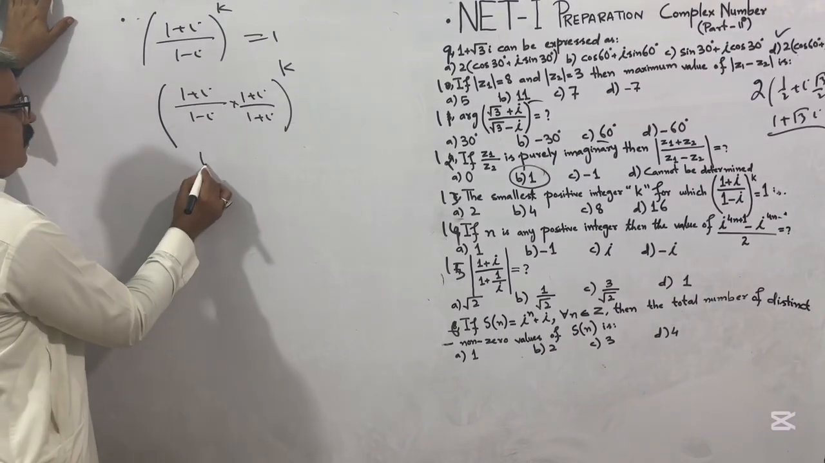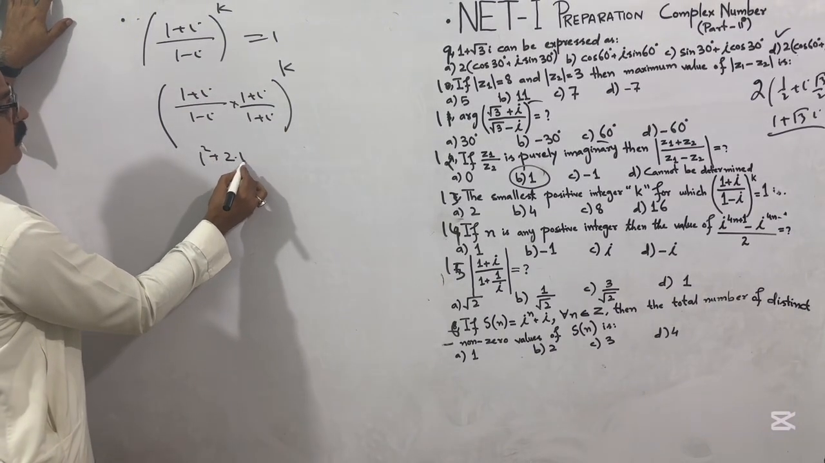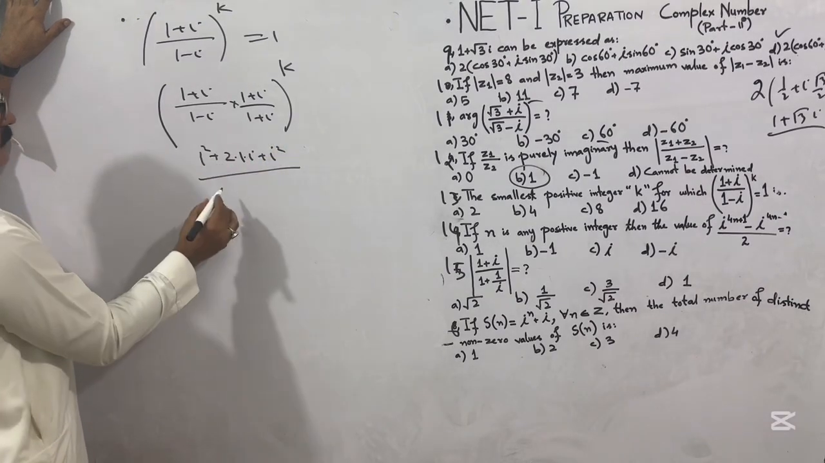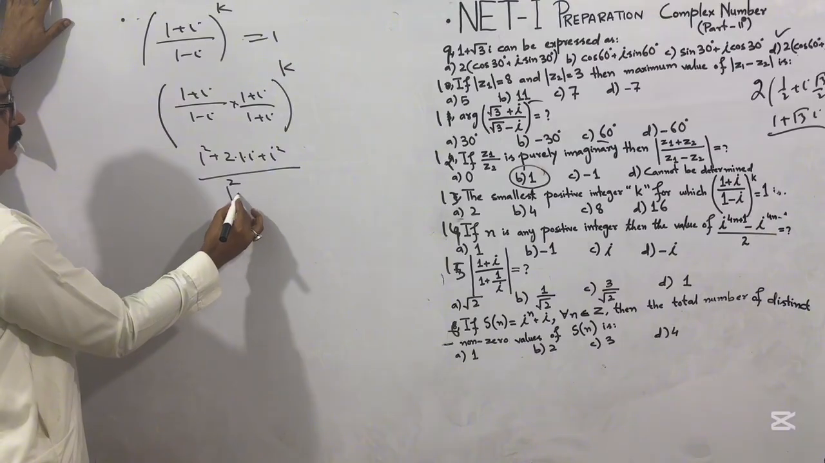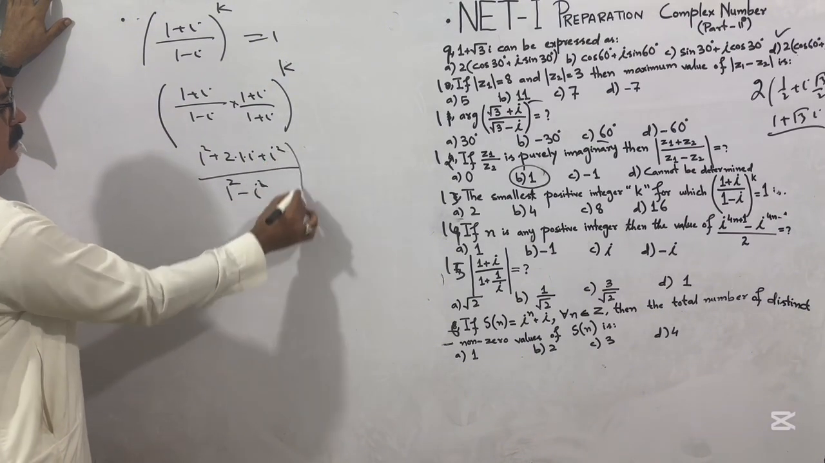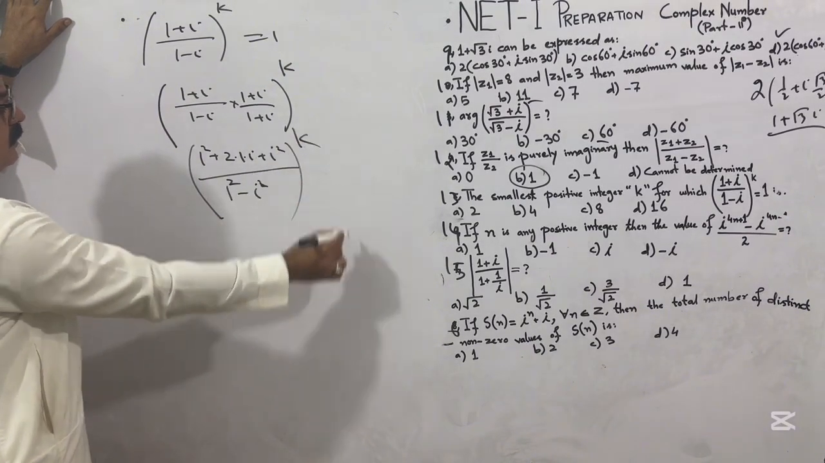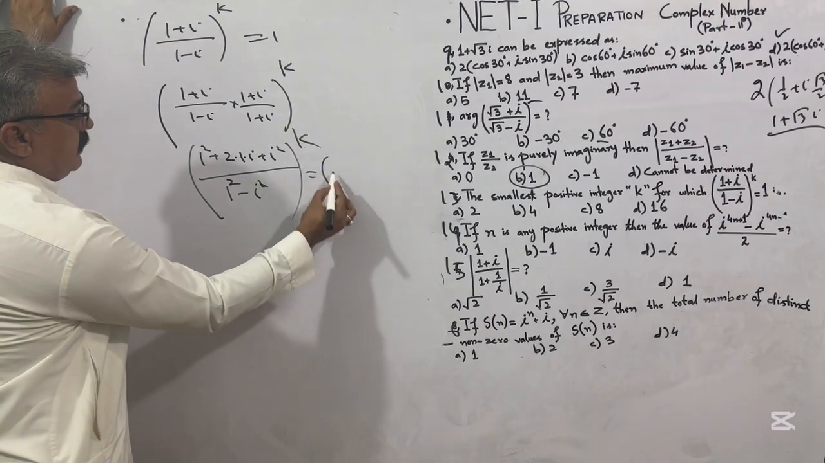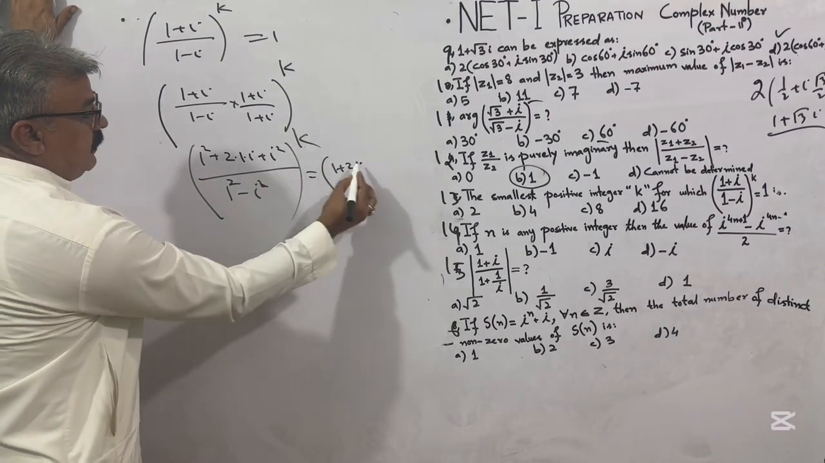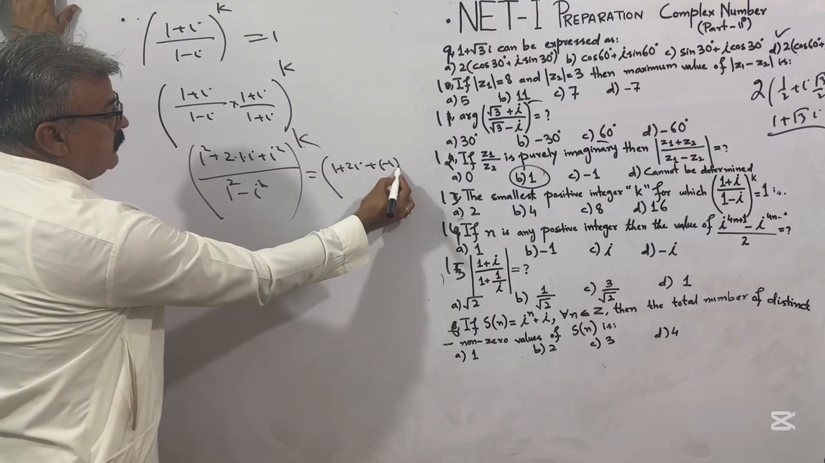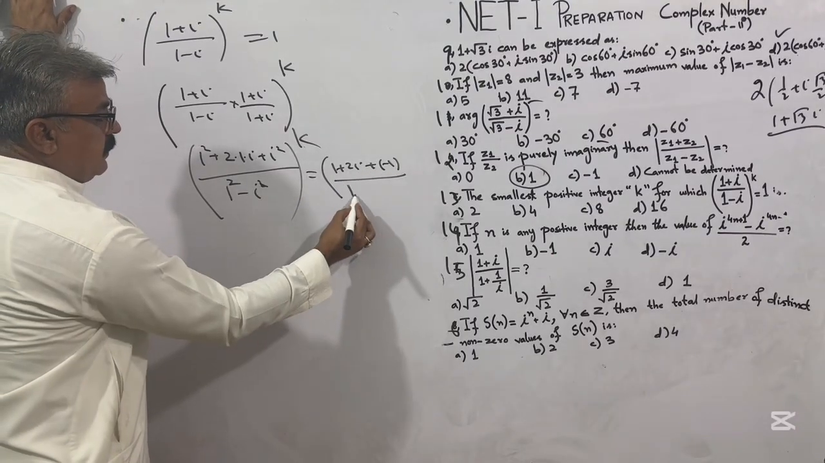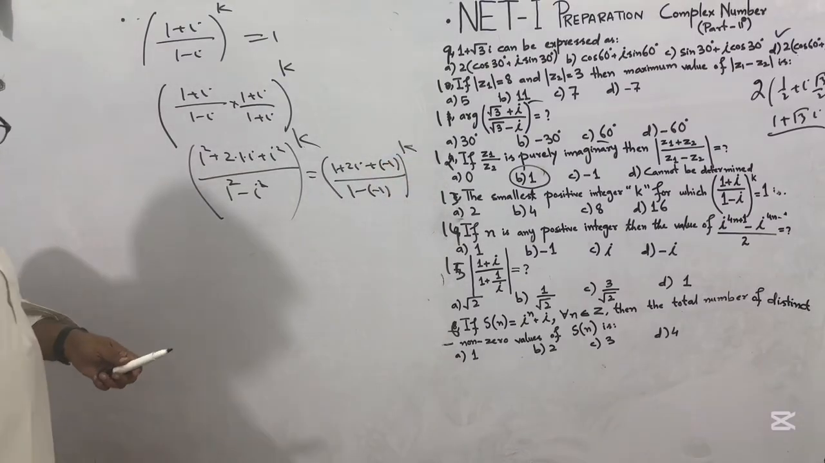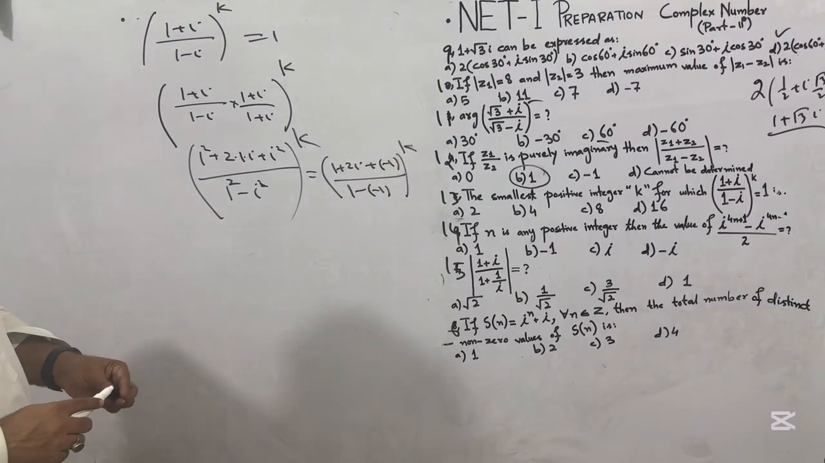In the numerator, 1 square formula: 1 square plus twice first into second plus the square of second. In the denominator, difference of two squares: 1 square minus iota square. Don't forget to collectively raise to k. Iota square is equal to minus 1. Plug in the values: 1 plus 2 iota, value of iota square is minus 1, over 1 square means 1, minus iota square means plus 1, all raised to k.